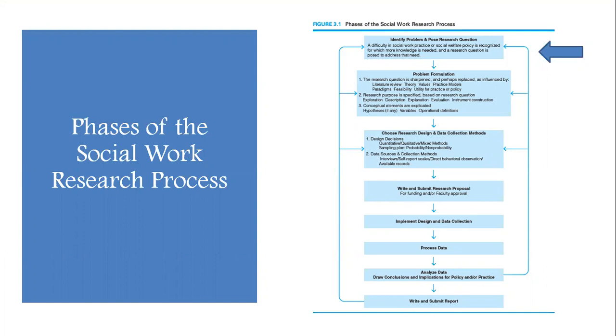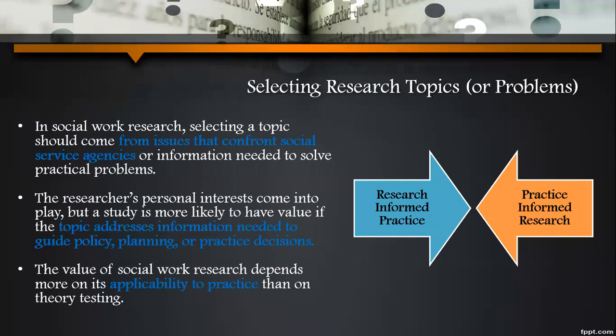So we are at the first step in the phases of the social work research process. So in terms of selecting research topics or problems, in social work research, selecting a topic should come from issues that confront social service agencies or information needed to solve practical problems. The researcher's personal interests come into play, but a study is more likely to have value if the topic addresses information needed to guide policy, planning, or practice decisions. The value of social work research depends more on its applicability to practice than on theory testing.